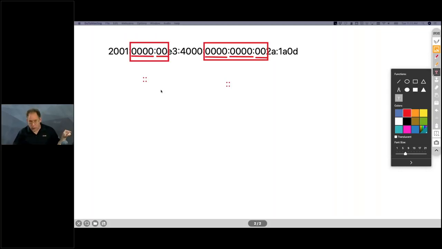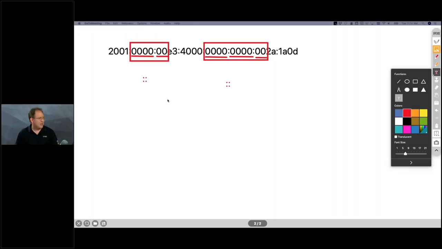But if you had 2 double colons, which is not allowed, the device would get confused. If I tried typing it in, it would say, okay, well, the first double colon, is that supposed to be 8 bits? And the next double colon is 16 bits of zeros, is that supposed to be 12 bits and 93 bits? It would have no idea. So you can only use the double colon once.